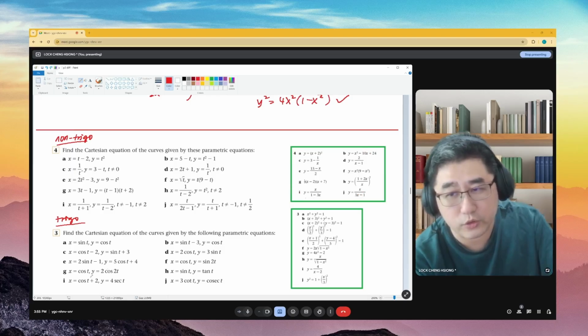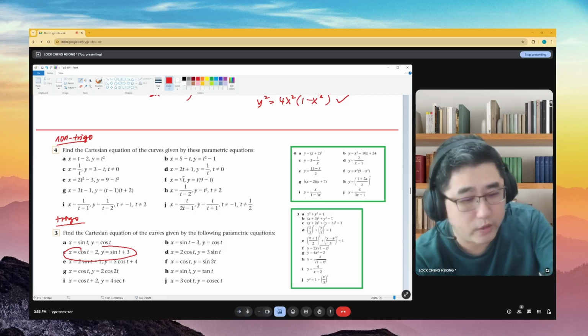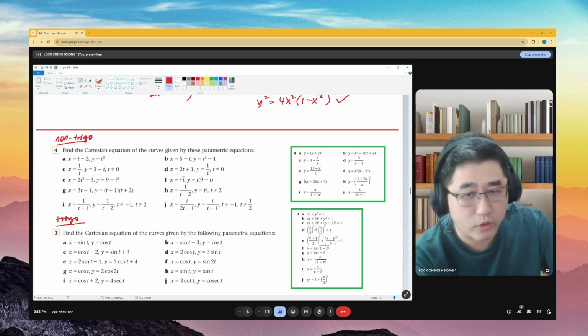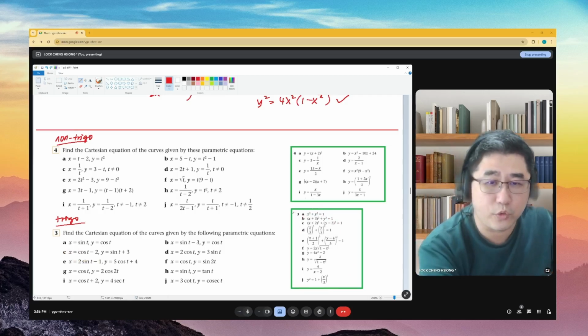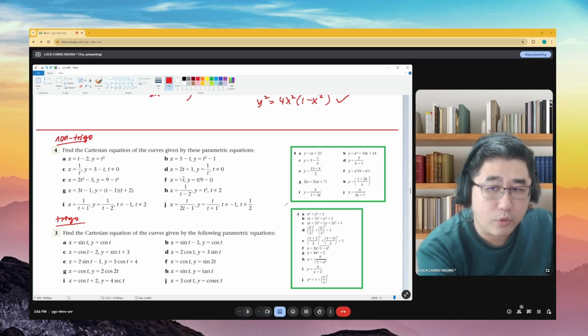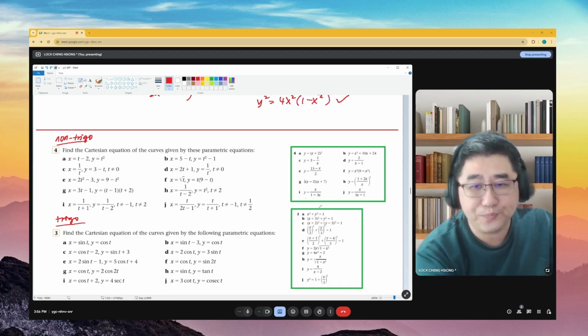Same goes for the trigo type. Your objective is to combine the x and y together without looking at the t. Then your answer will look like this. You can pause here and take a moment to work it out. Make sure that you remember your trigo.